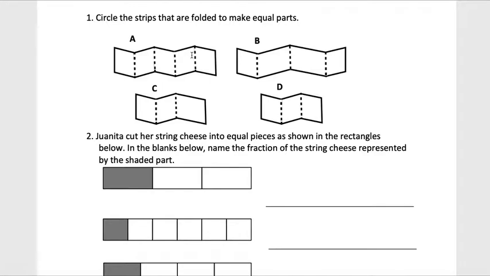Number 1 is going to ask you to circle the strips that are folded to make equal parts. Really look at your pictures. There are 2 pictures out of the 4 that show equal parts, and there are 2 that do not show equal parts.